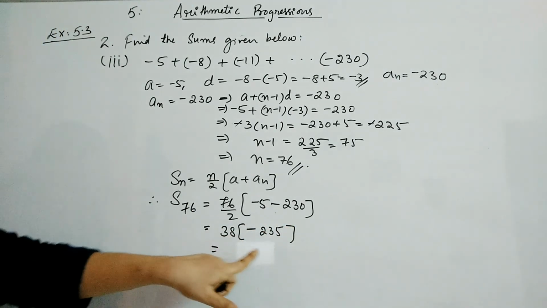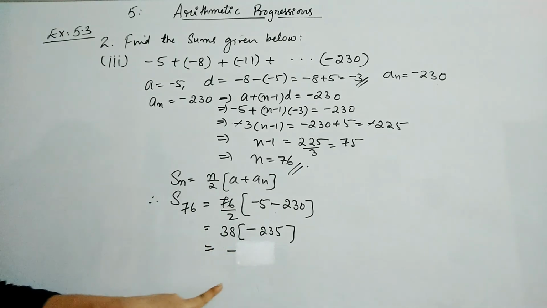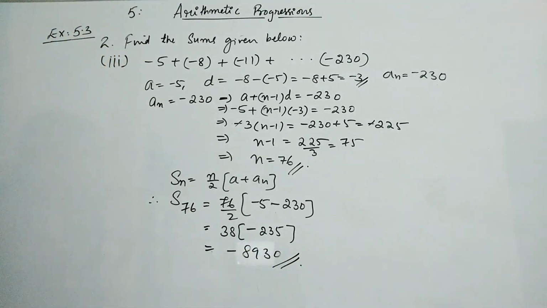So 38 into 235 is, you have a negative sign here, and this will give you 8930 as your answer. So your S76 is minus 8930. Okay.